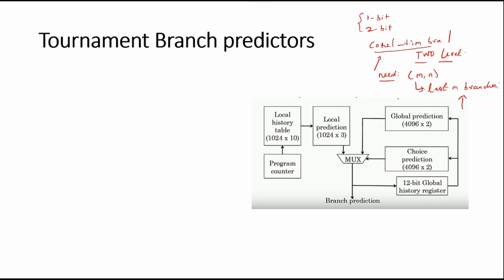Which means, rather than filling up the pipeline without knowing which branch is going to get executed, at the decode stage itself we try to predict which branch it is going to execute, and accordingly we load the instruction. This is the idea behind it. And we have multiple branch predictors, like 1-bit, 2-bit, and correlation branch predictors.